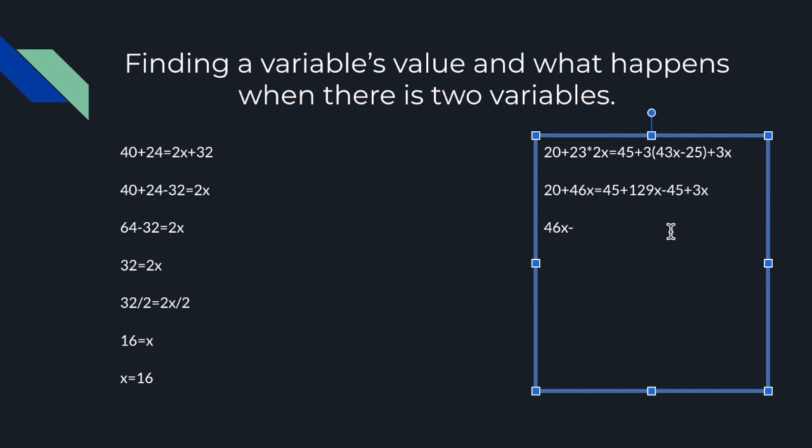And now we can take 46x minus 129x minus 3x equals to what we have here right now, 45 minus 45 minus 20. Since these two cross out, we just know this is negative 20 right here. So first of all, we're going to do this. This is minus 132x. We can do that.